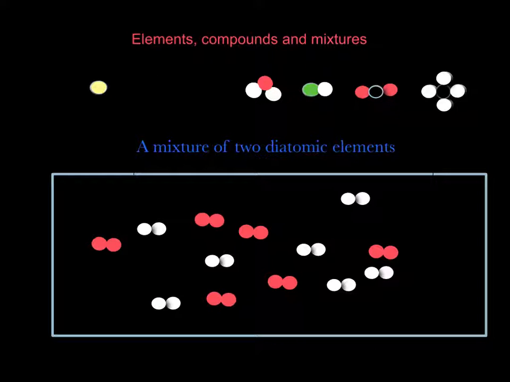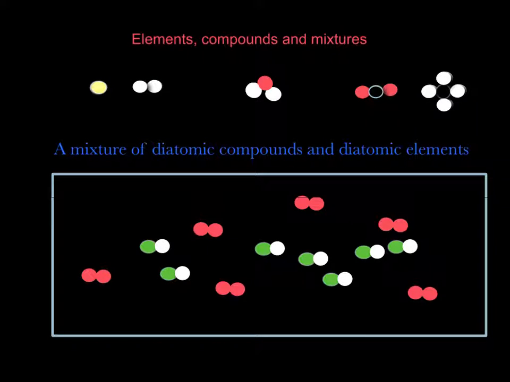I chose two red dots and two white dots for this one because it is a mixture, because it has two different types of particles or molecules, and they are both diatomic, meaning they have two atoms in the molecule.